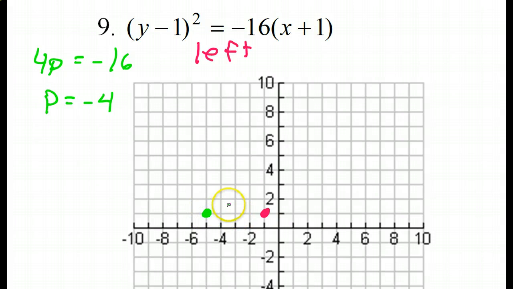Okay. It's a little crazy out there. We found a p-value of negative 4, and we knew it would be to the left. So we went 4 to the left of the vertex here. Now we need those other values next. Well, I should write this down. So that's negative 5 comma 1 for my focus.